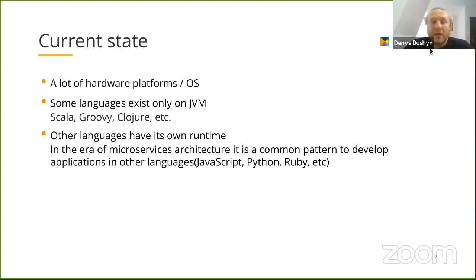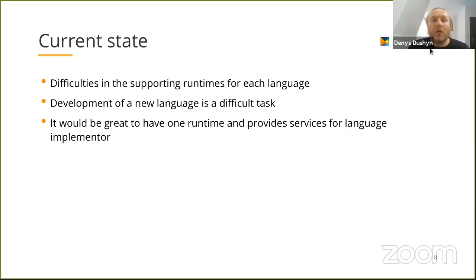And in the era of microservices architecture, it is a common pattern to develop applications in different languages other than Java. It's possible to use JavaScript, Python, Ruby, Haskell, or other kind. On the other hand, in order to develop and provide a good performance and stability for languages runtime, developers spend a lot of time in supporting these runtimes for each language, and it's a difficult task.